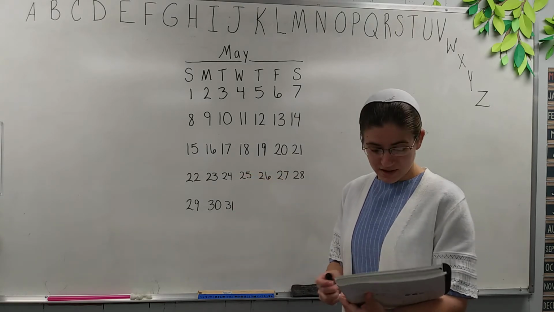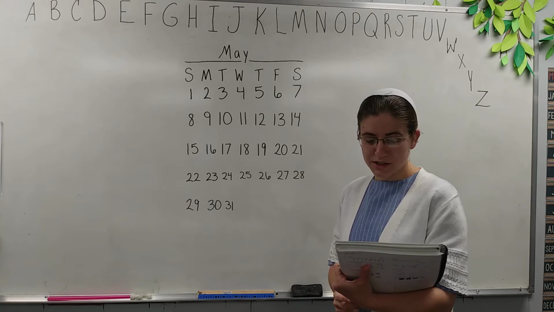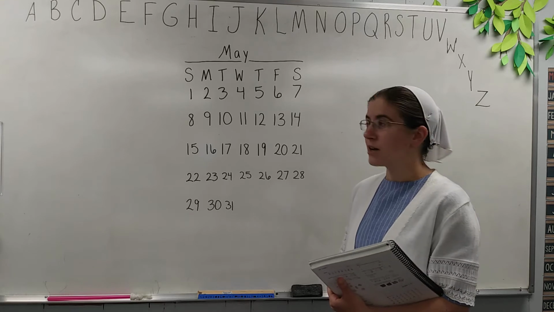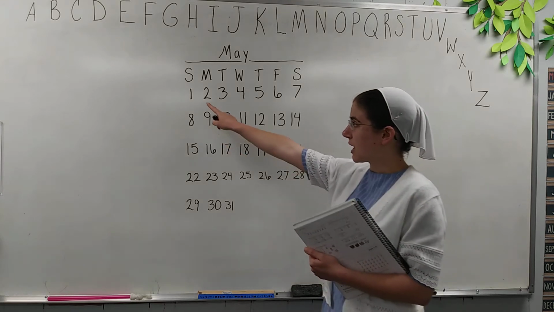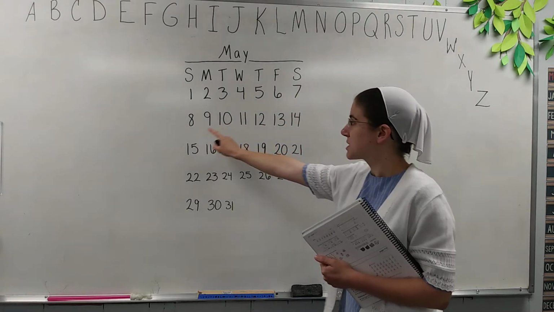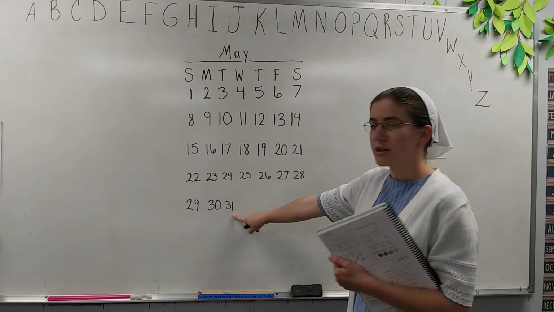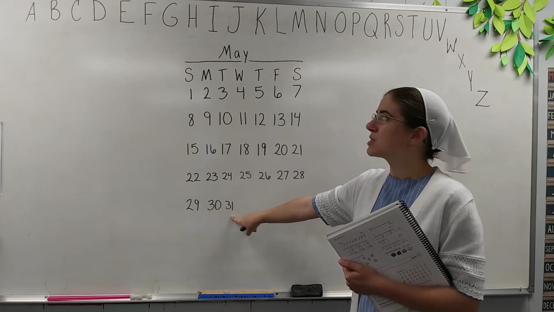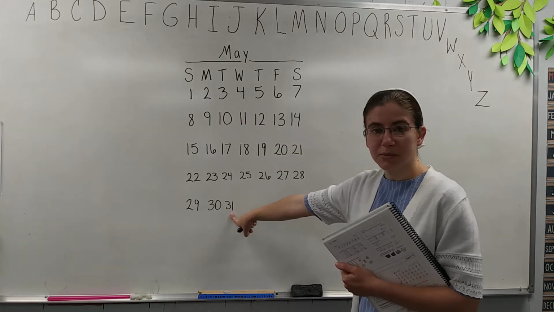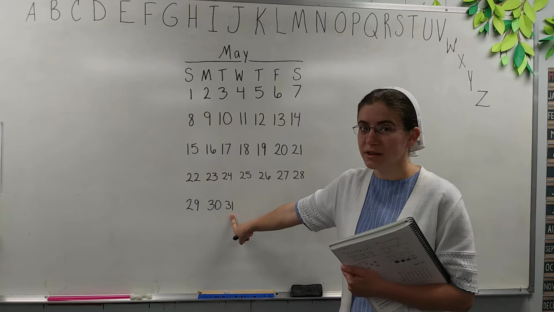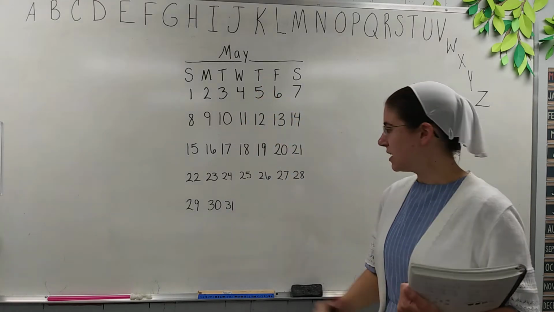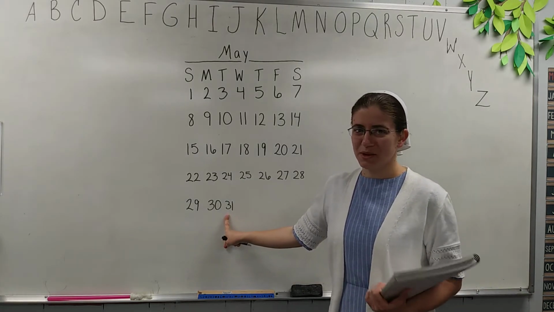All right, so the next sentence, count the days on the calendar. Count the days on the calendar, it says. So we could count 1, 2, 3, 4, 5, 6, 7. But you know what? We know it's going to keep going. And if we look down here at the bottom, it says 31. So instead of needing to count all those days, we can look here at the bottom, and that tells us how many days are in this month. And this calendar says May. So there are 31 days in this month.